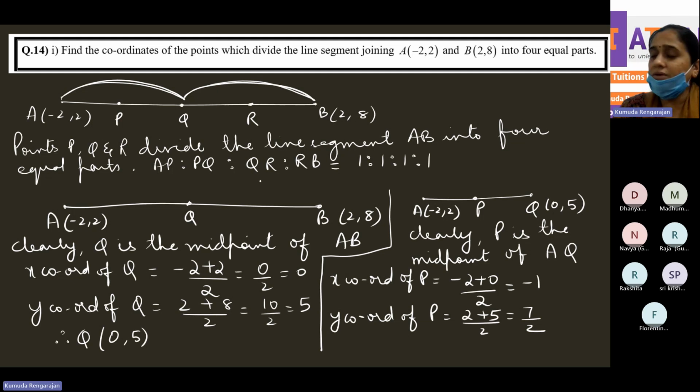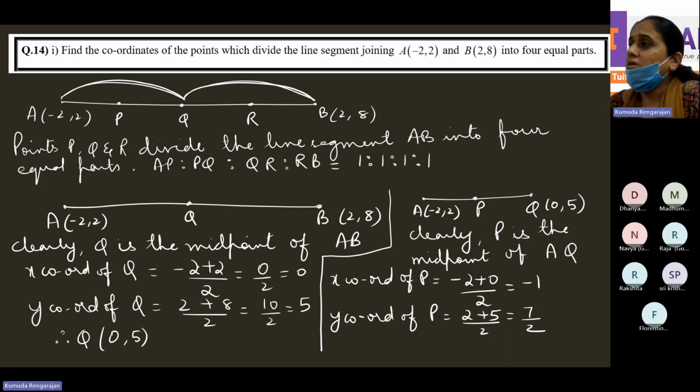Why is Q the midpoint of AB? Because AQ is 2 parts and QB is 2 parts. Both the parts are equal. So that means Q is a midpoint. So you can find the coordinates of Q using the midpoint formula. (x1 plus x2) by 2, (y1 plus y2) by 2. (x1 plus x2) by 2 will give you the x coordinate of the midpoint, and (y1 plus y2) by 2 will give you the y coordinate of the midpoint.